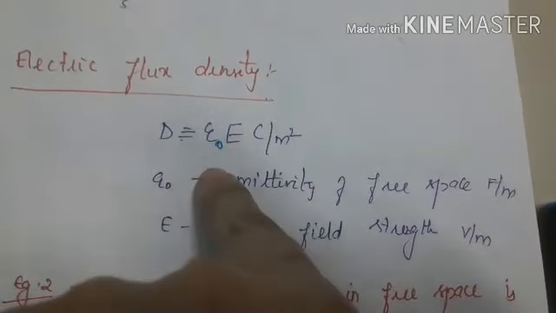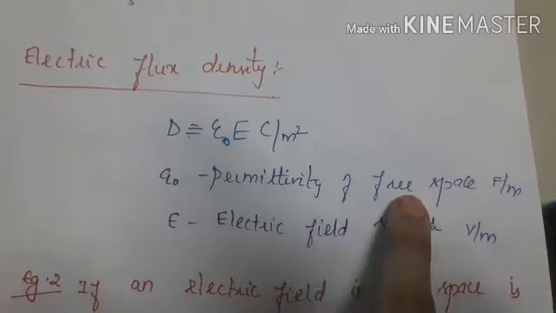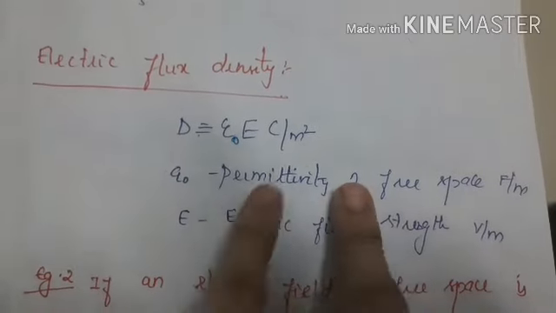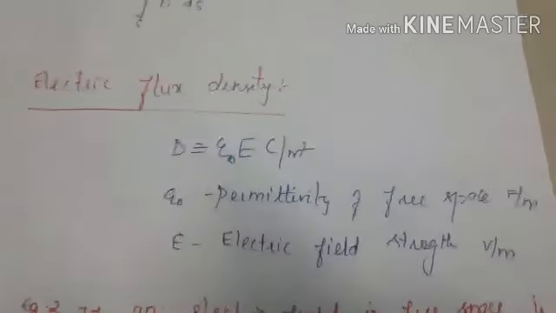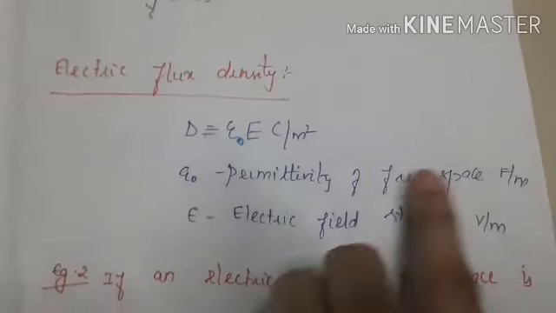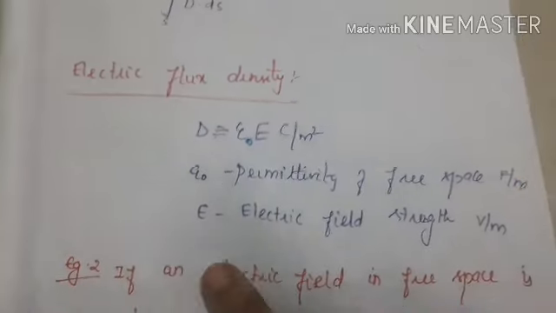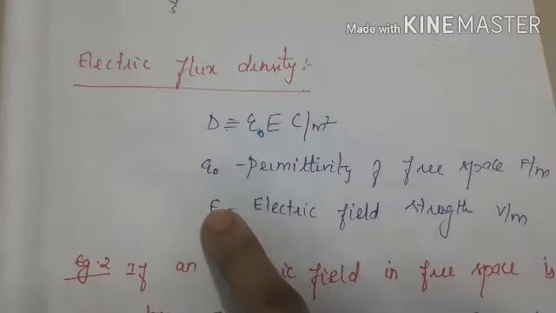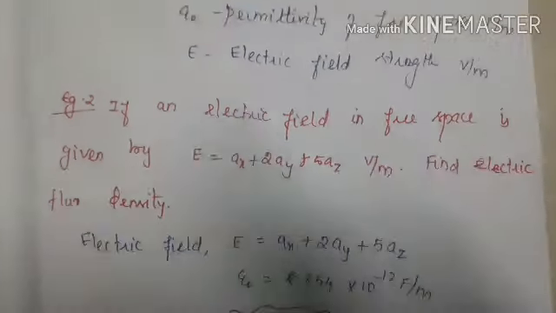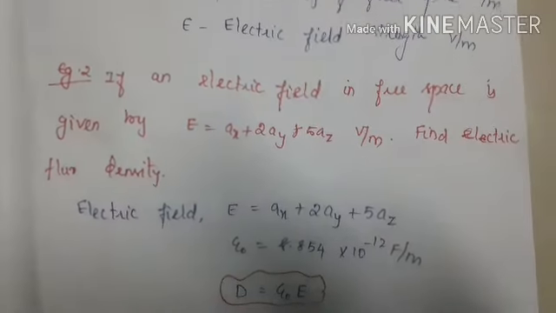Epsilon naught is the permittivity of free space. The unit of permittivity is farad per meter. Then the electric field strength is represented by the letter E. See the example for this electric flux density.